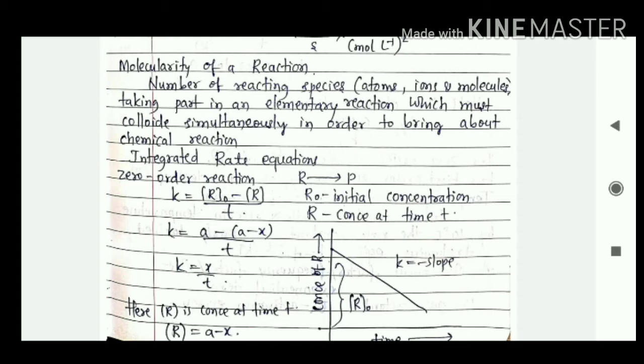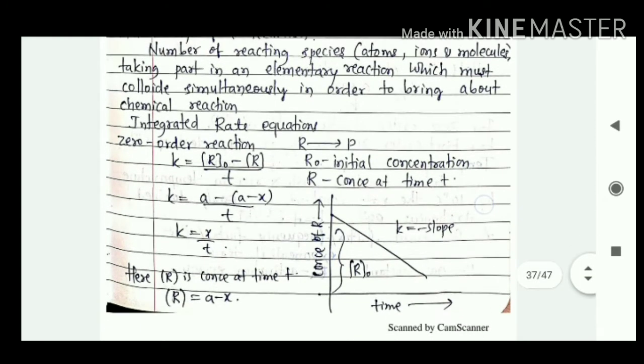Now the integrated rate equation. We'll consider this one. For a zero order reaction where reactant gives product, k is equal to [R]0 minus [R] divided by t, where [R]0 is the initial concentration and [R] is the concentration at time t. Then k is equal to a minus x divided by t. Then k is equal to x divided by t. Here [R] is the concentration at time t and [R] is nothing but a minus x.